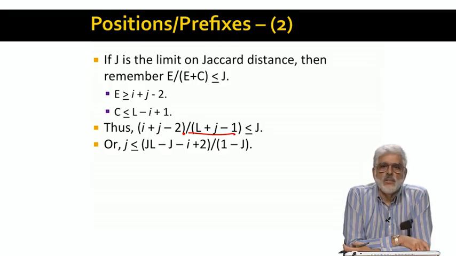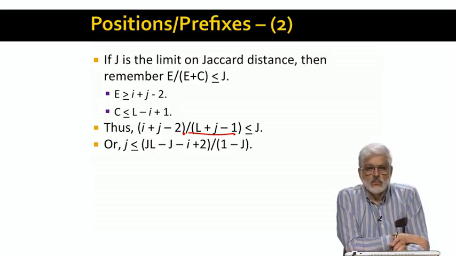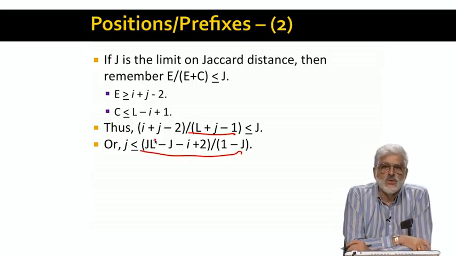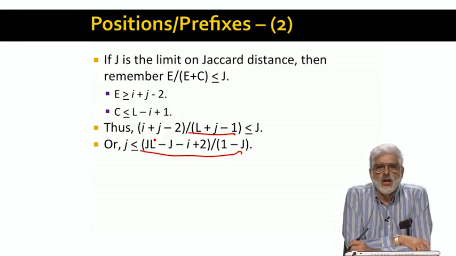You get an upper limit on little j, the position of the second string, such that i and j are the first matching positions of the first string. The right side of the inequality is messy in the extreme, but for a given position i of the first string, everything is known. We know the upper limit, capital J, on the Jaccard distance, and we know L, the length of the first string, so we can calculate the value of this formula.